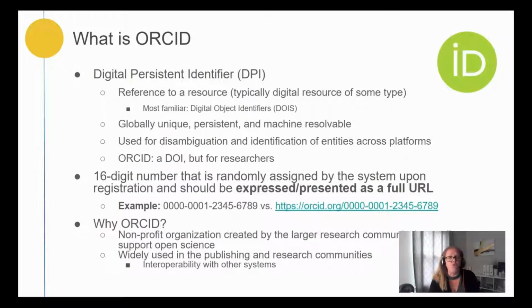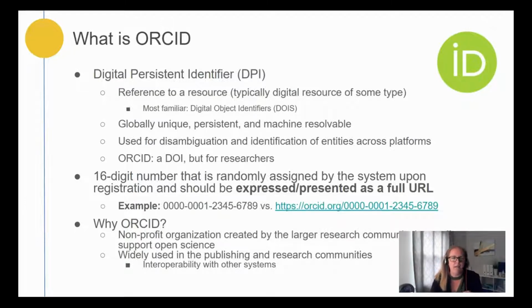So, first and foremost, what is ORCID? ORCID is what's called a digital persistent identifier, or DPI, and you're going to hear us use this term a lot throughout this presentation. I thought it would be best to start off talking about what a digital persistent identifier is in general. Typically, when we're talking about DPIs, we're referring to a reference to some sort of resource, typically a digital resource. The thing most people think of is a DOI, a digital object identifier, specifically for a publication. But it doesn't have to be just for publications.